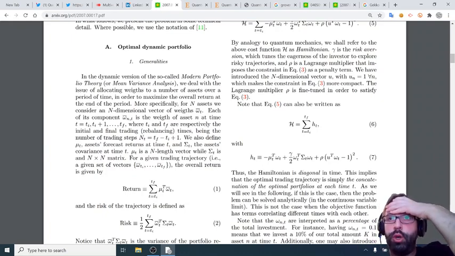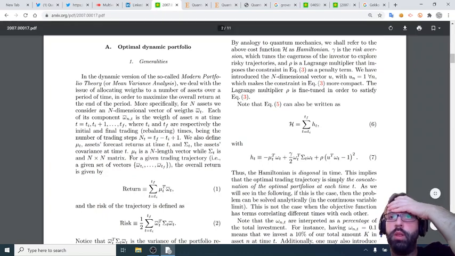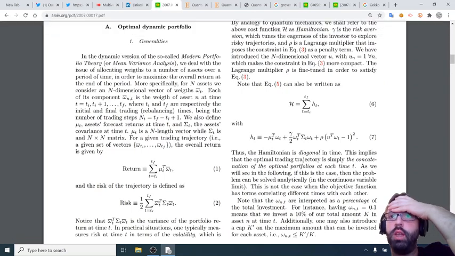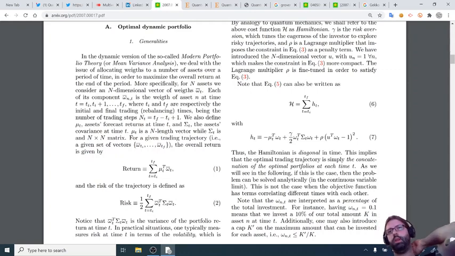Note that the W sub n,t are interpreted as percentages of the total investment. For instance, having 0.1 means that we invest 10% of our total amount K in the asset n at time t. Additionally, one may also introduce a cap K prime on the maximum amount that can be invested in each asset.